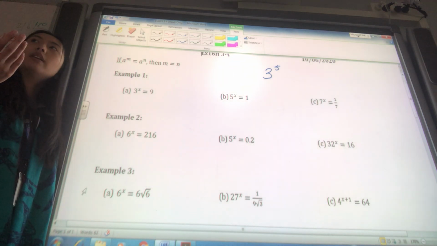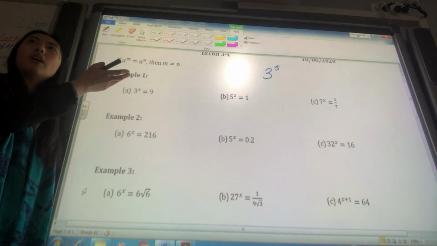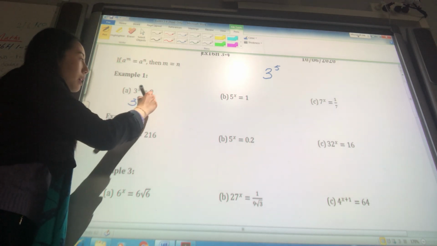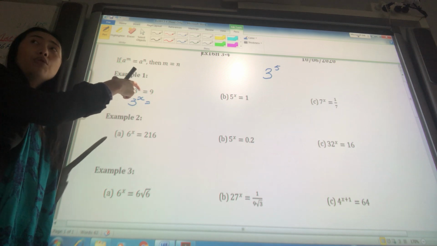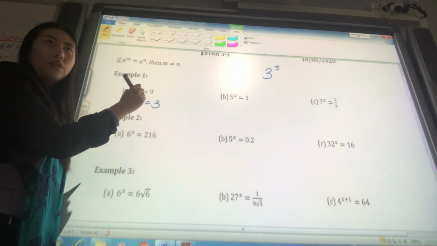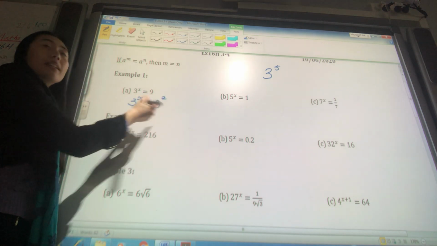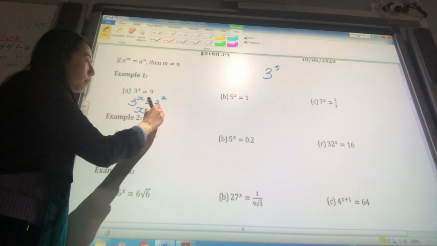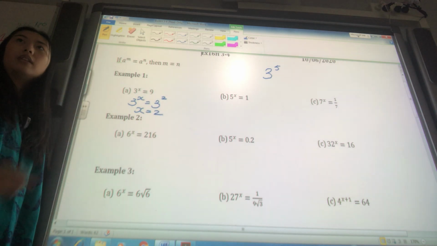But how do we do it by changing 9 to a base of 3? So 3 to the power of x can be equal to, we change 9 into an index, it's 3 to the power of 2. Now the bases are the same. I can say the powers are the same. So this is why x is equal to 2. If you do it like that.